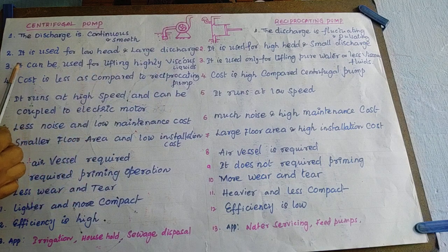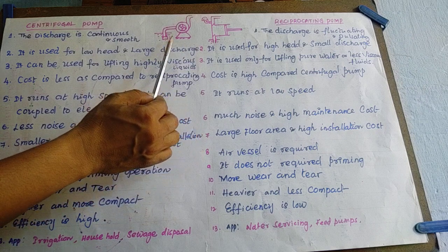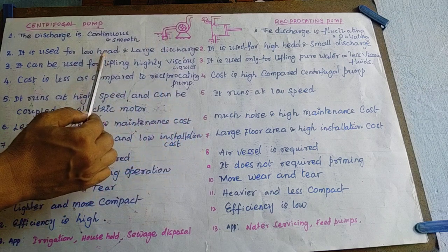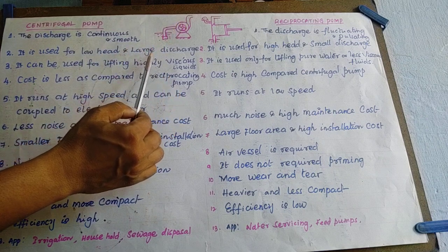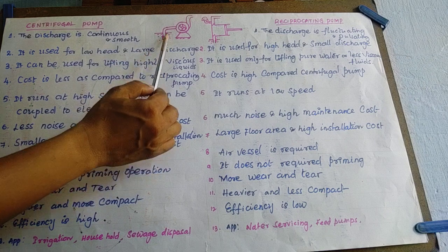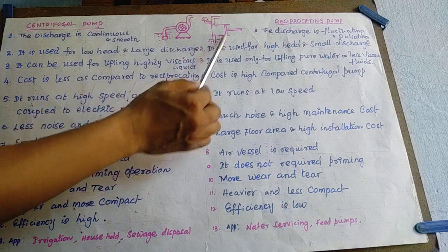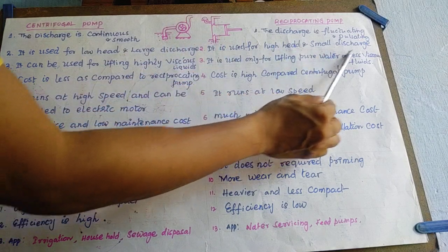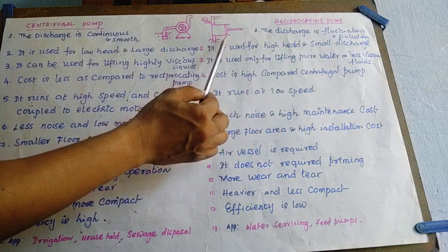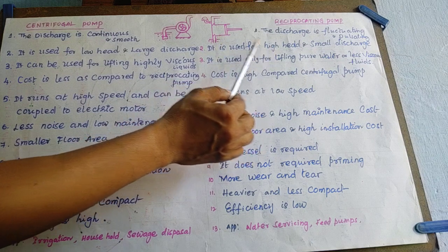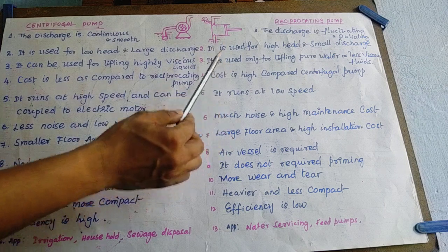And next, second point, it is used for low head and large discharge. So this one is suitable for the low heads. A small amount of pressure is created with this one, at the same time, large discharge. So a large amount of water can be supplied through this centrifugal pump. Whereas this one gives very small discharges, but in case of high heads, these are suitable. So it is used for high heads, but only small discharges are possible by this reciprocating pump.